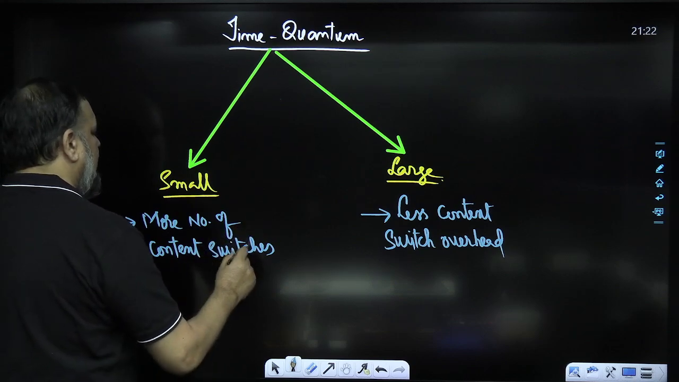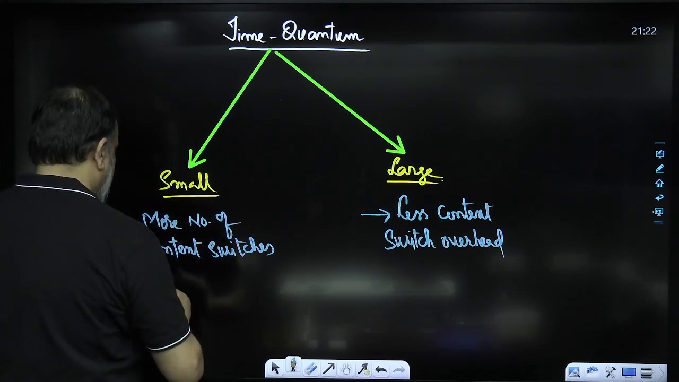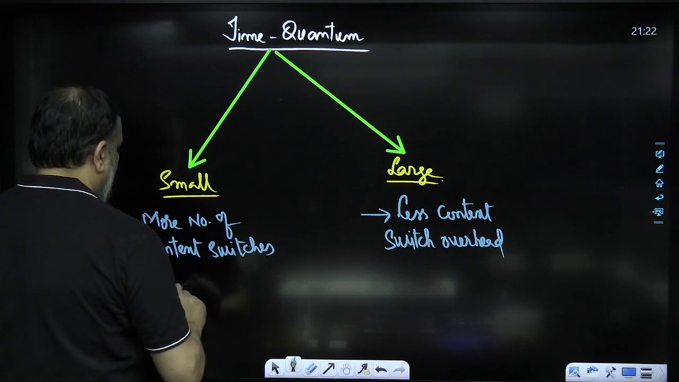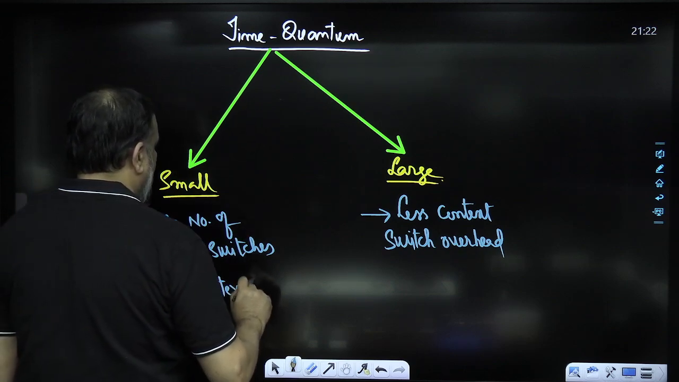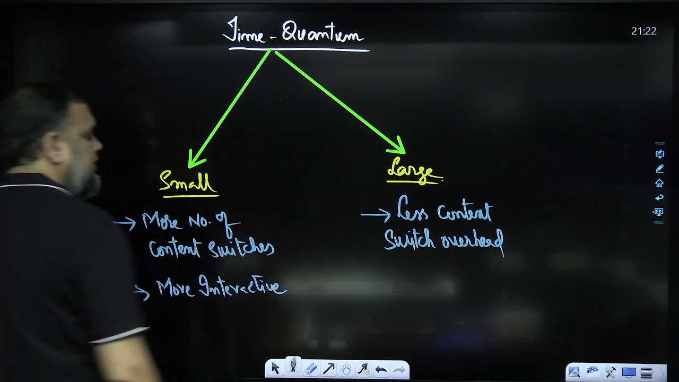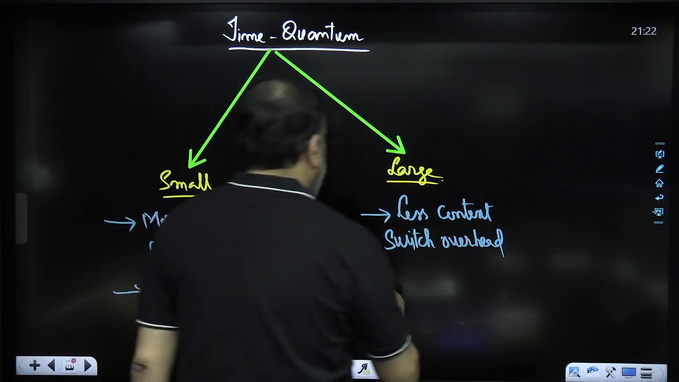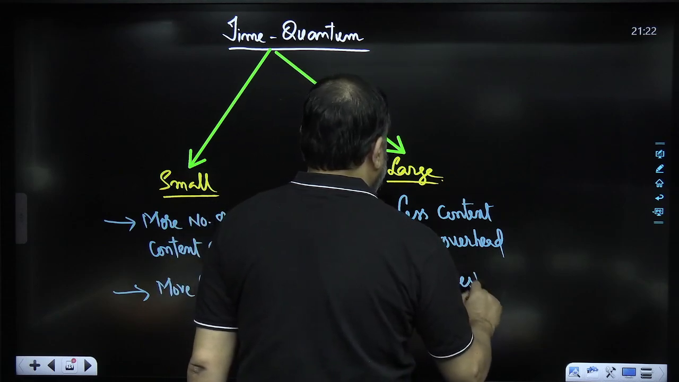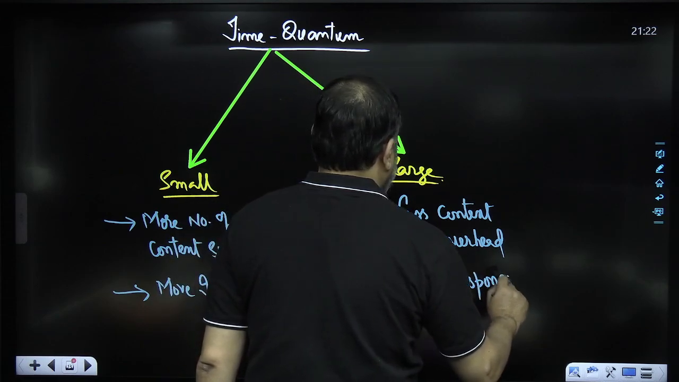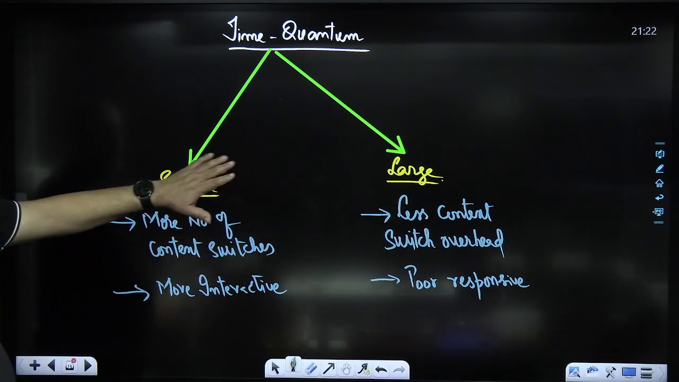Context switch overhead will be more when the time quantum is small, but this will make the system more interactive. This will lead the system to be more interactive, more responsive. The processes will get a chance to run on the CPU at the earliest. Here, with a large quantum, poor interactivity, poor responsiveness. That's a simple comparison between smaller quantum and larger quantum.